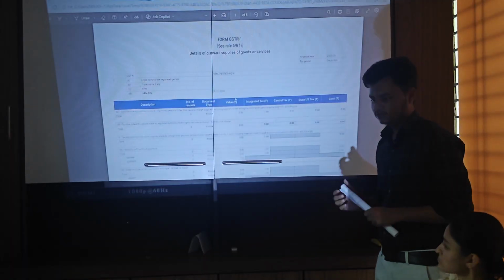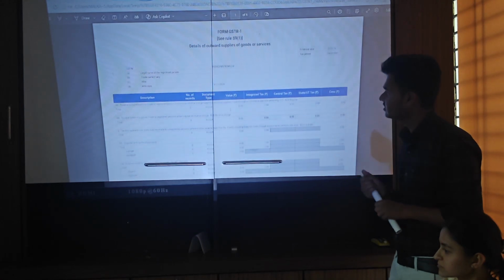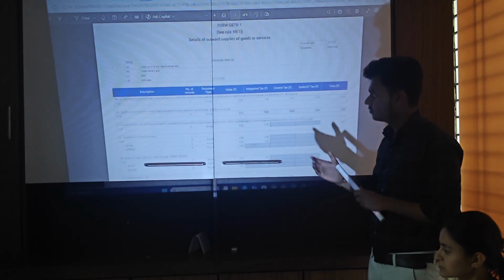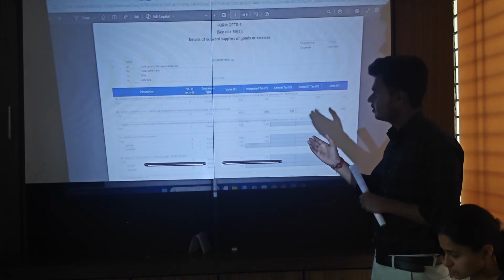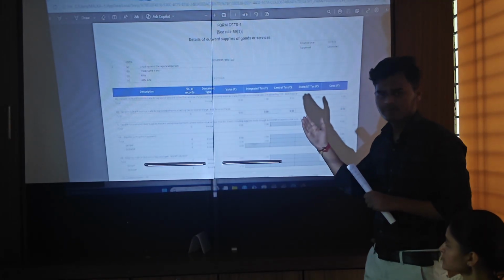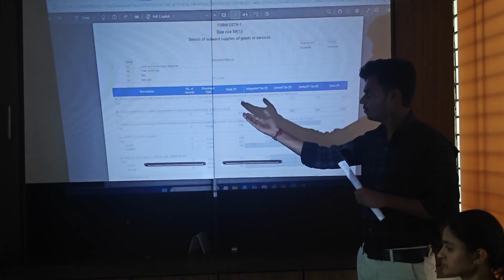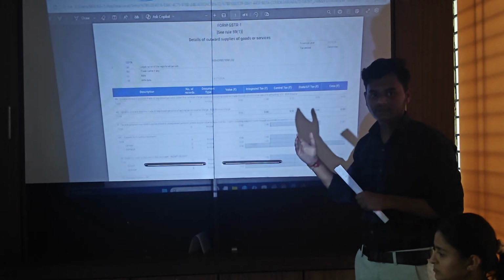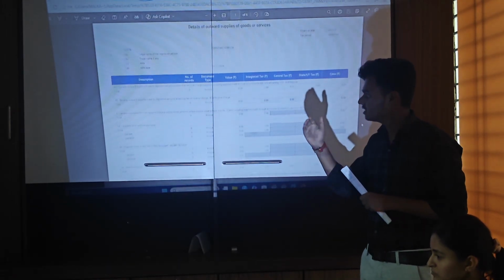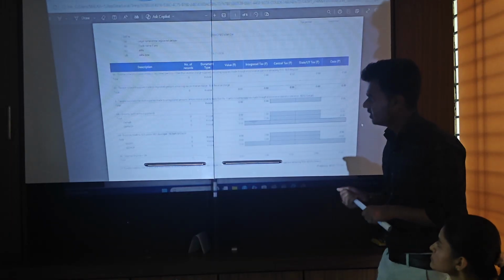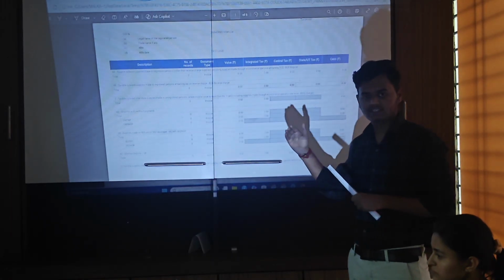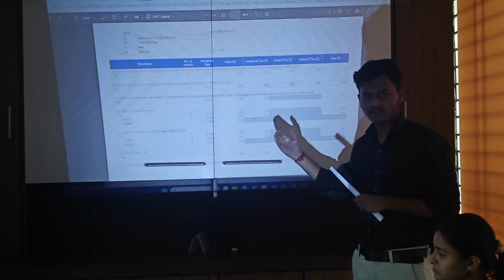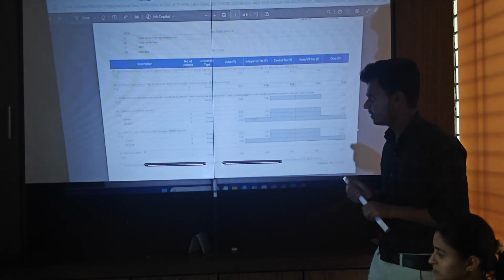Now I would like to explain a generated summary of GSTR1. In table number 4A, outward supplies, regular B2B invoices are uploaded. In table number 4B, B2B reverse charge, outward supplies liable under reverse charge are reported. In table number 5, outward interstate supplies with invoice value of more than 1 lakh are uploaded.